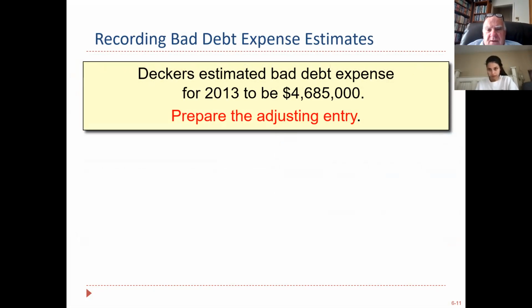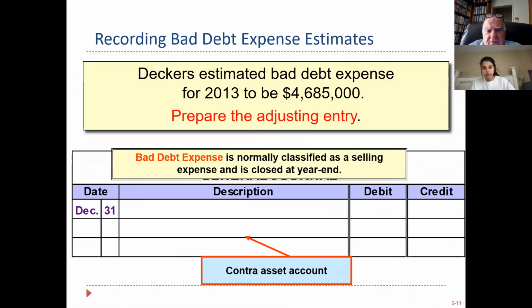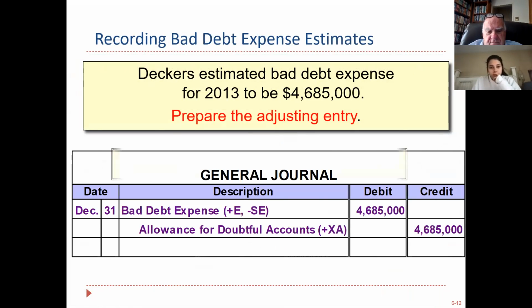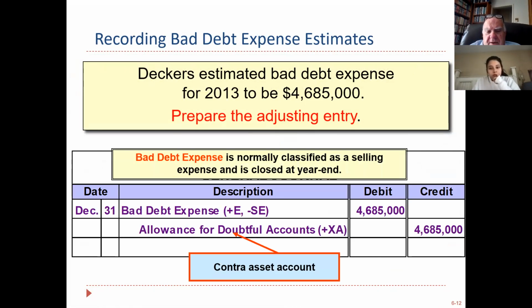Decker's Shoes estimated bad debt expense for 2013 to be $4,685,000. They're just giving us the number, so we don't have to compute it. The reason for this is to demonstrate the journal entry. So let's get a good peek at that journal entry. It's the end of the month. They're looking into the future. Which of the current sales or accounts receivable are we not going to collect? Deckers thinks that they're not going to collect almost $5 million.